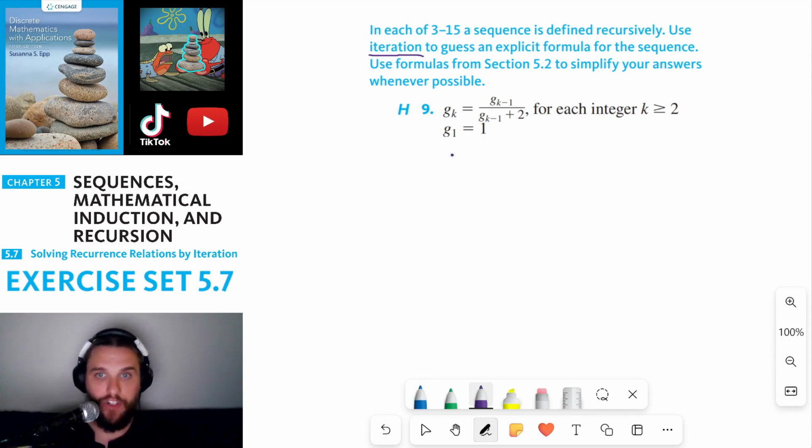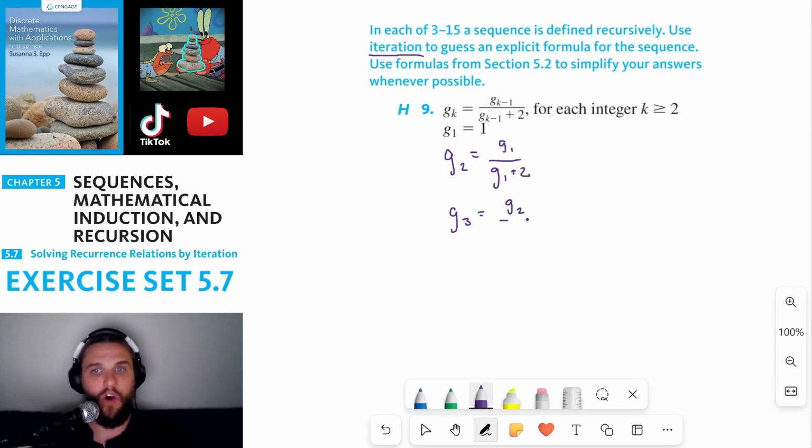So for example, G sub 2, according to the recursive definition, is G sub 1 over G sub 1 plus 2. Now, yes, this is 1/3, but in order to guess an explicit formula, it will be easier to leave this as is. And now we're going to write G sub 3 in terms of G sub 1. We can use the recursive definition to write G sub 3 in terms of G sub 2. So this is G sub 2 over G sub 2 plus 2.